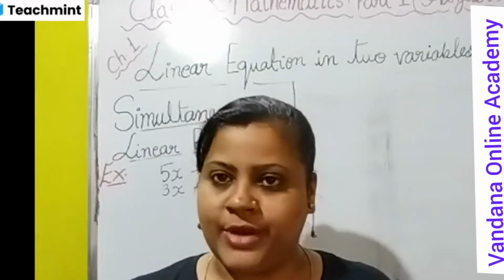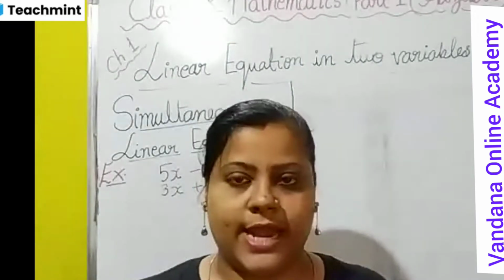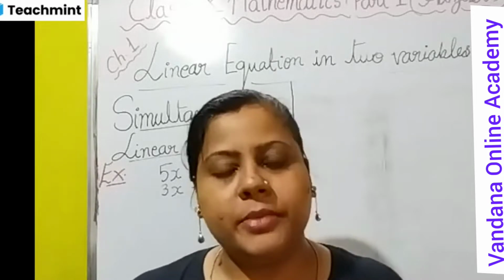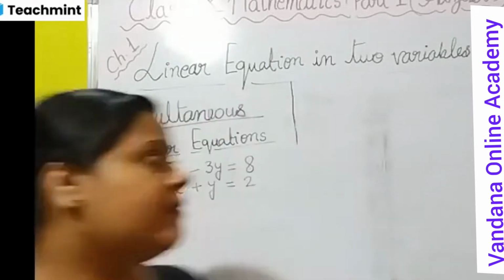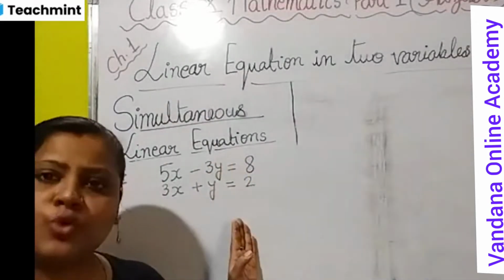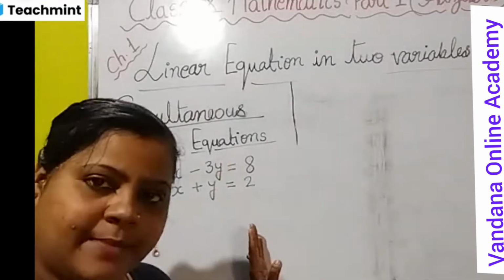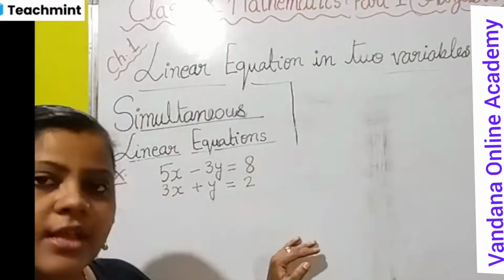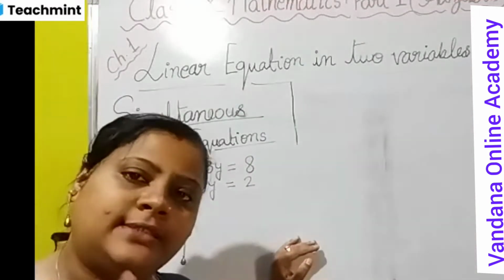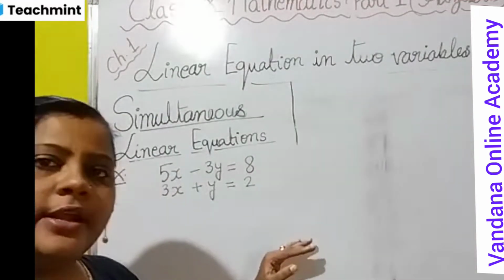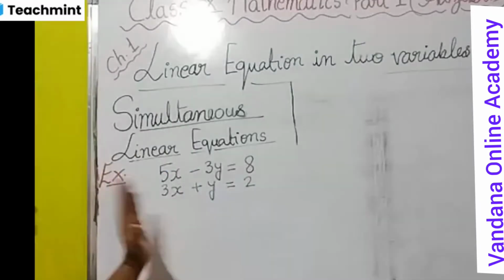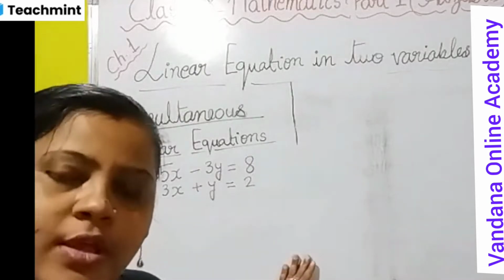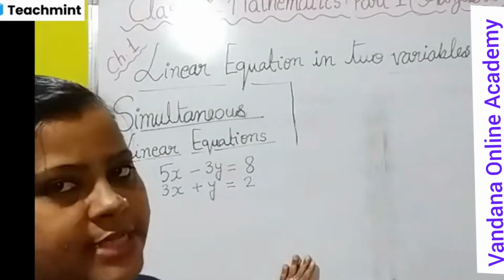Students, in today's lecture, we are going to understand what simultaneous linear equations are. So what do we mean by simultaneous? When we are taking two linear equations at the same time, we say these are simultaneous linear equations. When we are taking two things at the same time, they are called simultaneous things. Why are we taking them like this? To find the solution of these linear simultaneous equations.